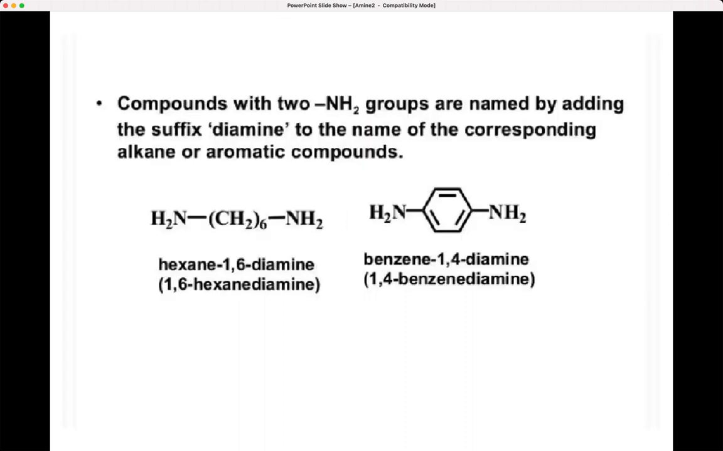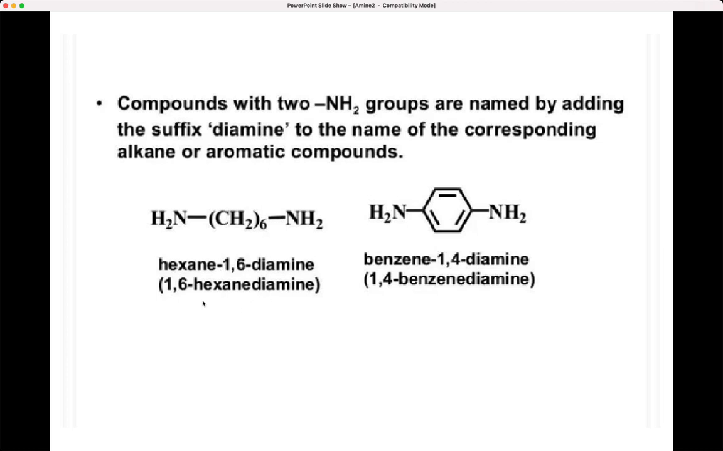Okay, now we were talking in the last session about the amino groups, and we learned about primary, secondary, tertiary amines, and a few examples also about IUPAC naming. And here we are talking about compounds with 2 NH2 amino groups, which are named by adding the suffix diamine to the name of the corresponding alkane or aromatic compounds. You can see here 2 amino groups, NH2 here and NH2 here, with CH2 6 times. So we call it hexane-1,6-diamine.